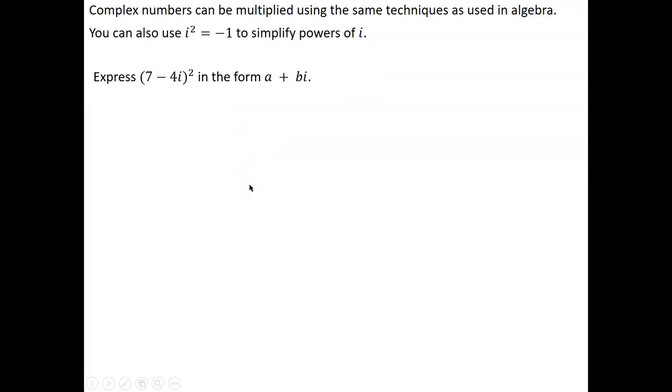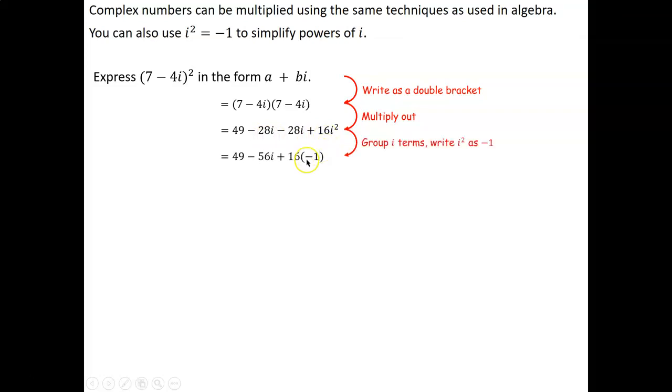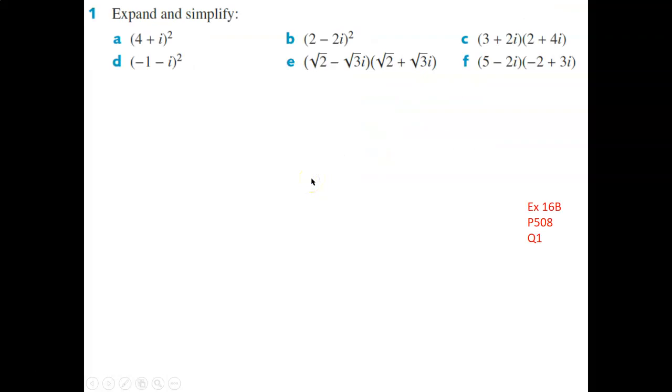Let's have a look at another example. So here I have brackets squared, so I'm going to start by writing it as a double bracket. Expand. So having the 2, you can collect the i terms together in one step, but I want to see the 16i squared, which we then rewrite as 16 times -1. And then I have 49 subtract 16, which gives me 33. Pause the video now while you have a go at question 1. And here are your answers.